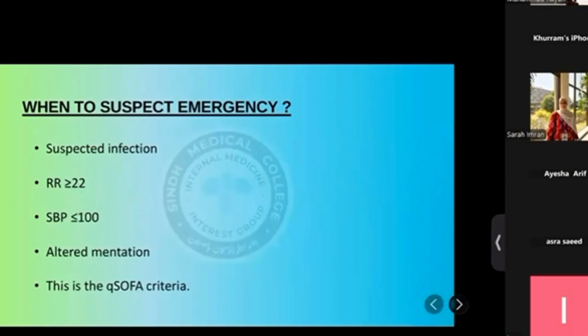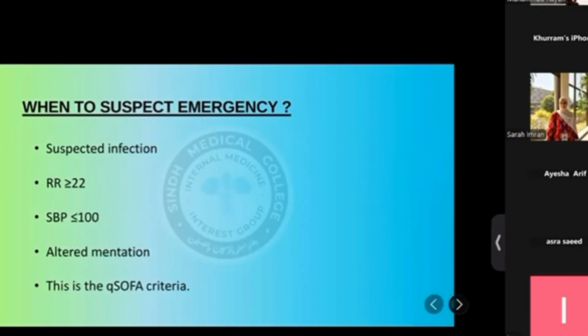So when to suspect an emergency? As we just discussed earlier: suspected infection history, respiratory rate greater than 22, systolic blood pressure less than 100, hypotension, tachycardia, altered mentation. There's an entire Q-SOFA score once you are into the clinical aspect of medicine. We have created different scores, such as the CURB-65 score for admission criteria in pneumonia patients and the elderly.